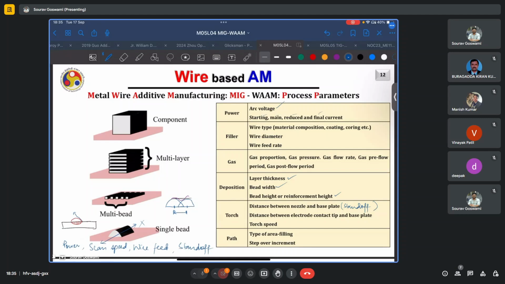And in terms of path, the type of area filling or the area filling strategy about which we have studied, so whether it is a zigzag, bilinear, or say a spiral or any other contour based technique, and the step over increment.